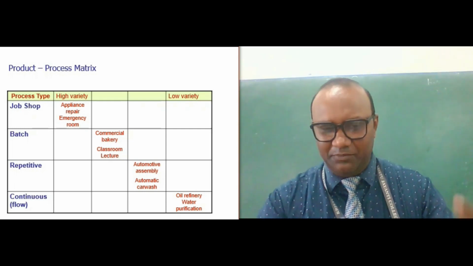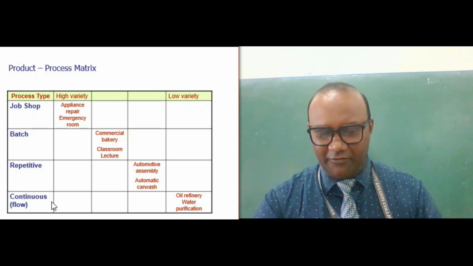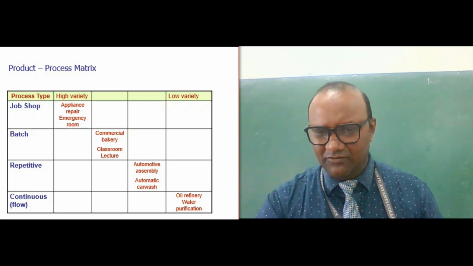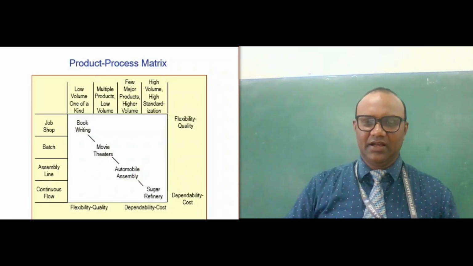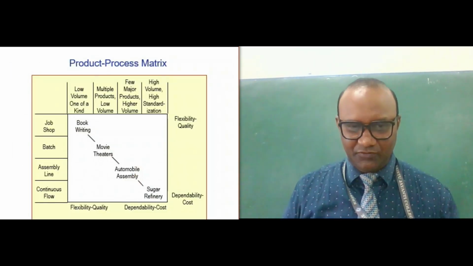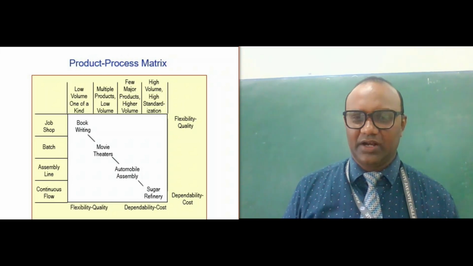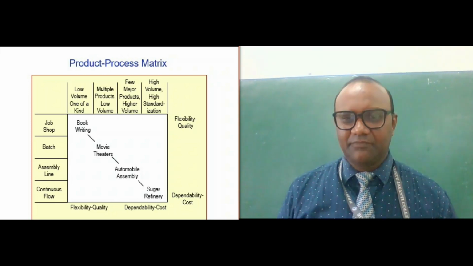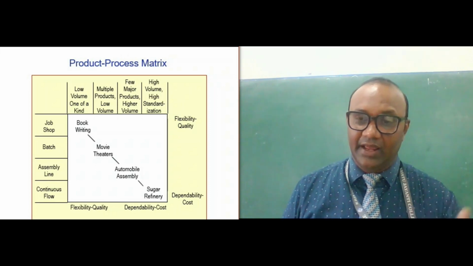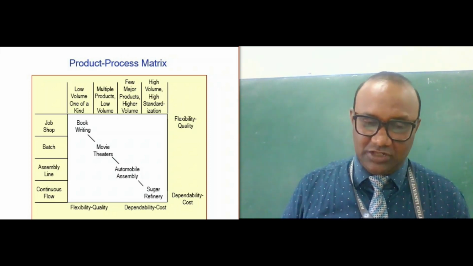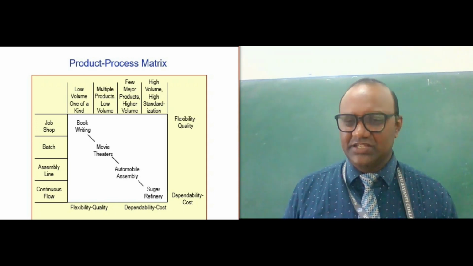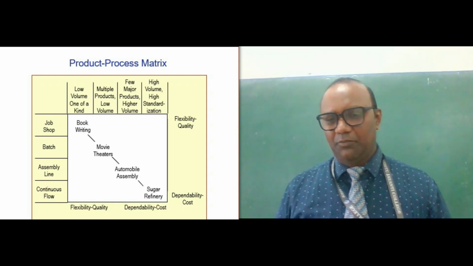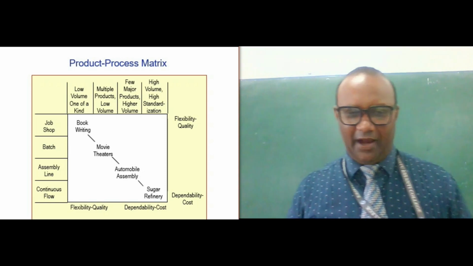So these are some examples to give you an understanding of how we need to have the right balance of the product and the process. And this is also another example that talks to you about volume being one criteria, and whether the output is very high or very low, and what's the degree of standardization and flexibility in terms of the product that you manufacture.